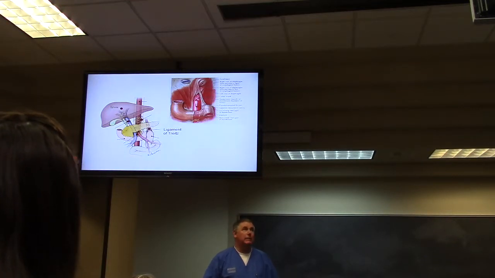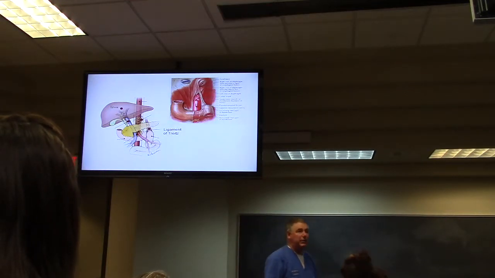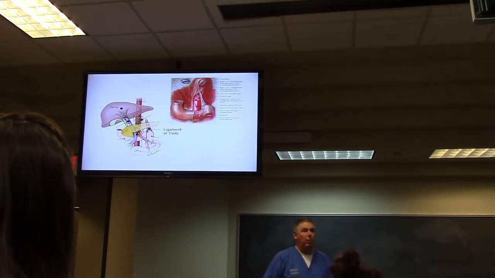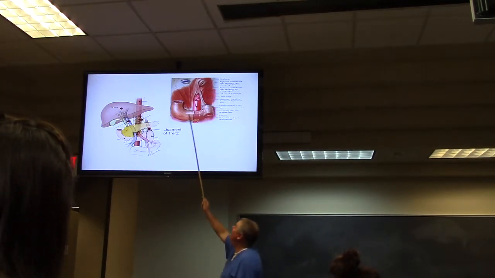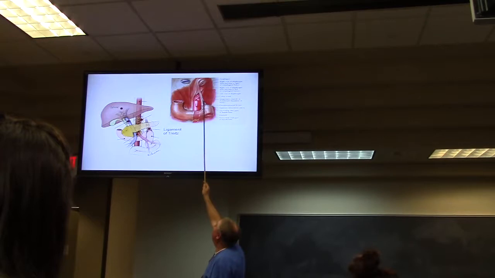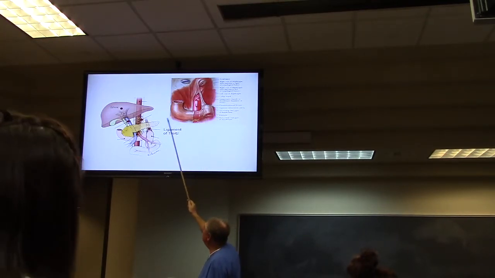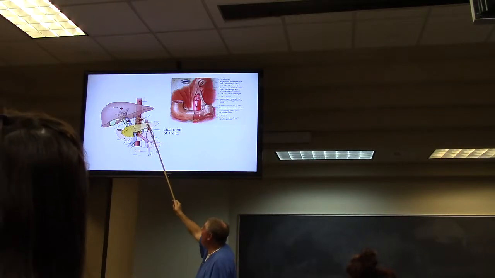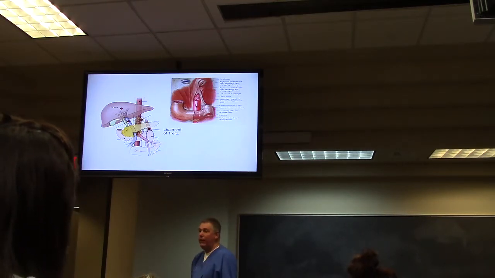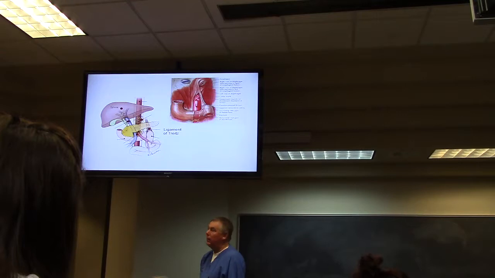All right, this is the ligament of Treitz I mentioned yesterday that holds up the small bowel. This is the duodenum as it comes across. It's attached by this connection to the diaphragm called the ligament of Treitz, right there. The ligament of Treitz runs behind the body and tail of the pancreas.